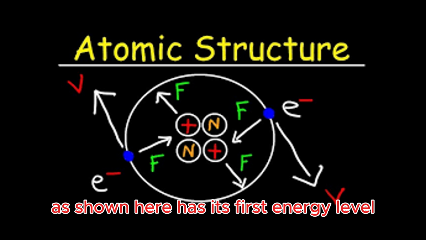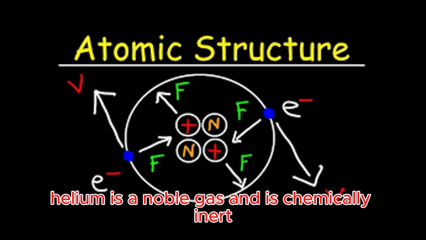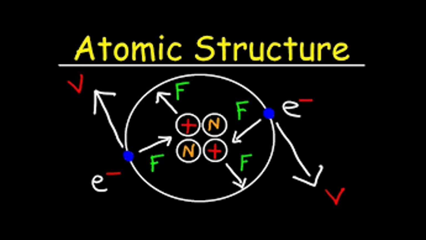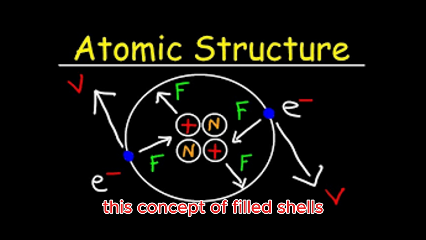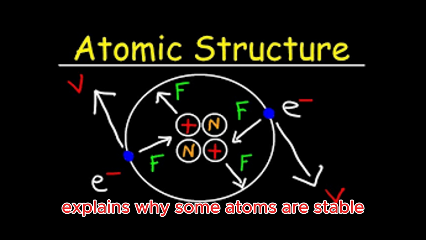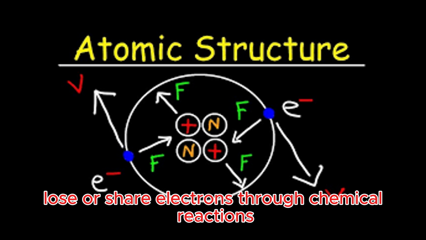Helium, as shown here, has its first energy level completely filled with 2 electrons. Because of this, helium is a noble gas and is chemically inert. It does not easily react with other elements. This concept of filled shells, or the octet rule in higher shells, explains why some atoms are stable and others seek to gain, lose, or share electrons through chemical reactions.